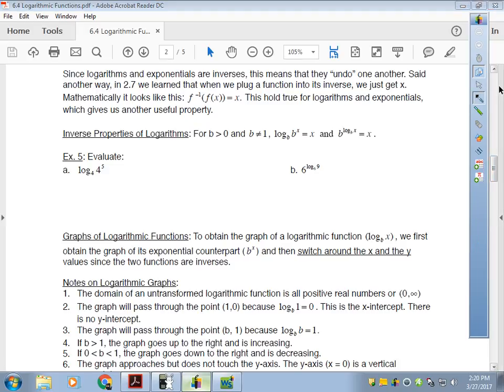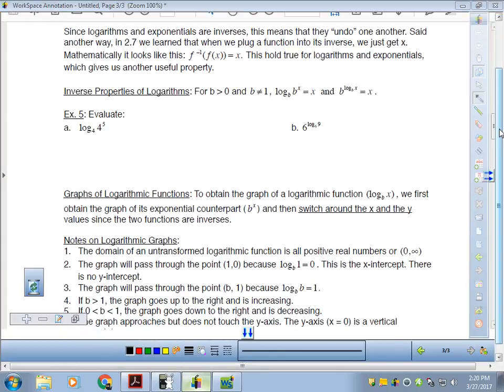Now, remember that logarithms and exponentials are inverses, which means they undo each other. Remember from 6.2 when we talked about inverses, that when you take a function and you plug it into its inverse, the function and the inverse cancel out and you just get the variable x. And that works for logarithms and exponentials as well. So if you take an exponential and you plug it into your logarithm, the logarithm and the exponential cancel out and you just get x.